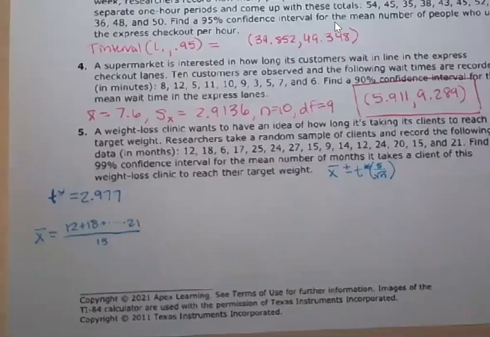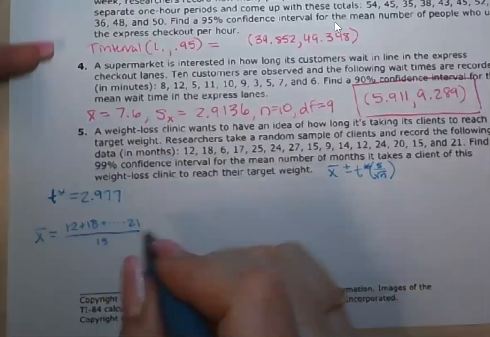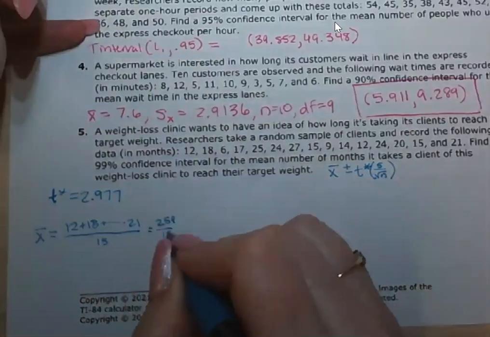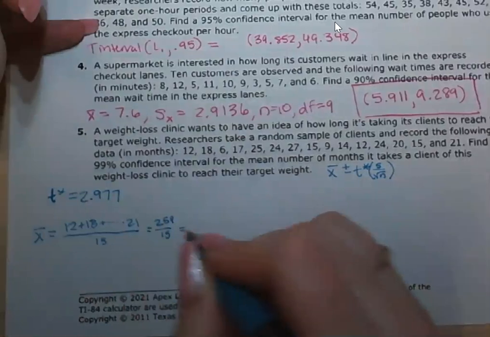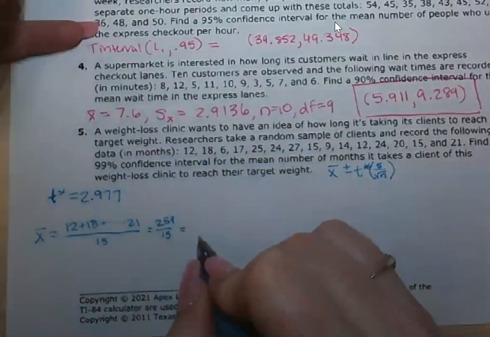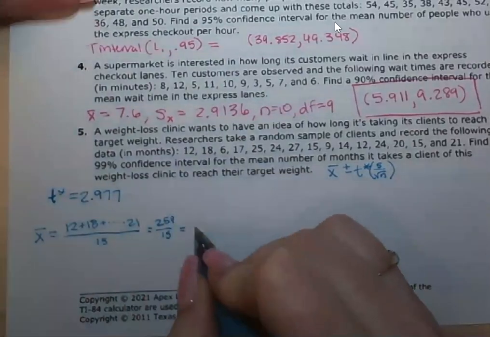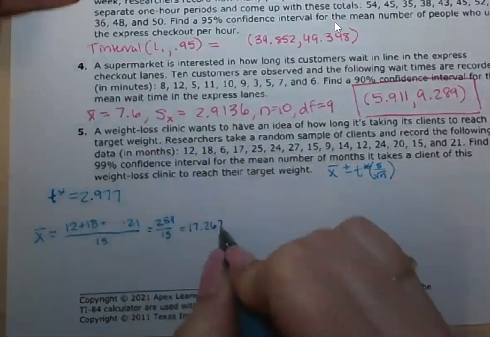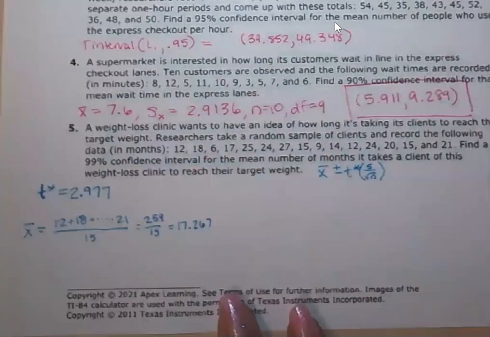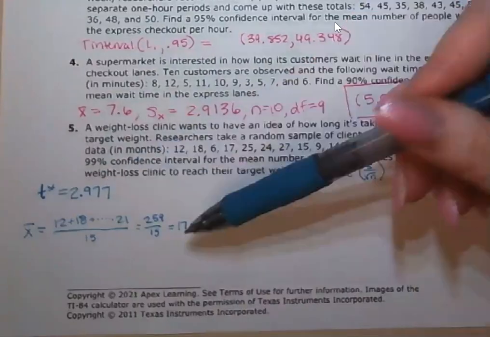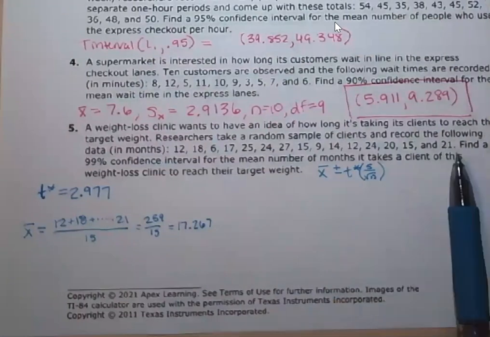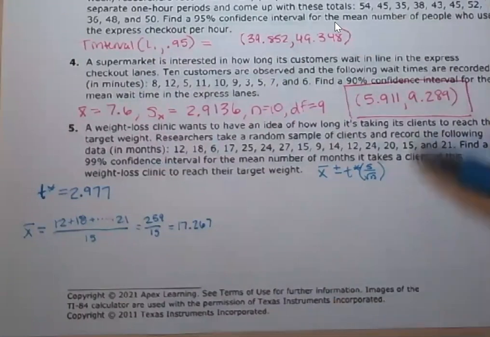All right, so that sum on the numerator is 259 over 15, which gives us an X bar of 17.2666 repeating, so 17.267 we'll say. Okay, so I got my T star, I got my X bar. I already have my N. N is the size of my sample, which was 15. There's 15 data points there. So the last thing I need is S.